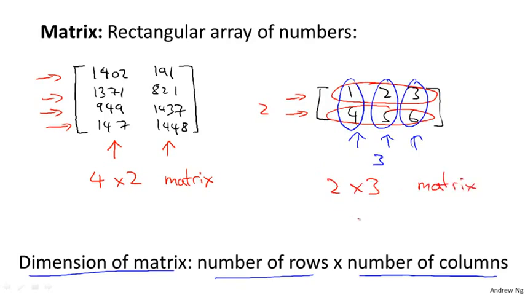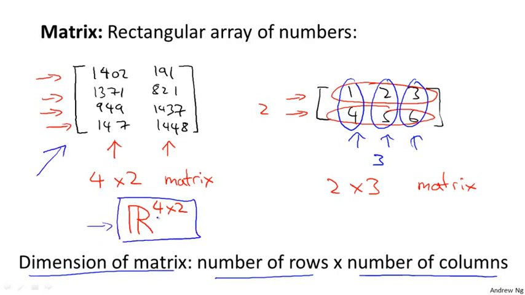Sometimes you also see this written out as R^(4 by 2) in the case of the left. Concretely, people will sometimes say that this matrix is an element of the set R^(4 by 2), which just means the set of all matrices of dimension 4 by 2. And the one on the right is sometimes written as being in R^(2 by 3). So if you ever see something like R^(4 by 2) or R^(2 by 3), people are just referring to matrices of a specific dimension.